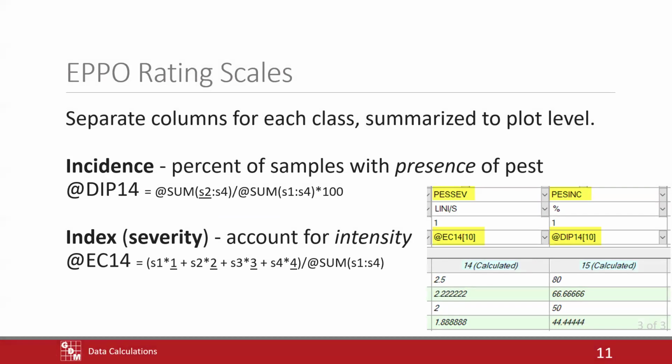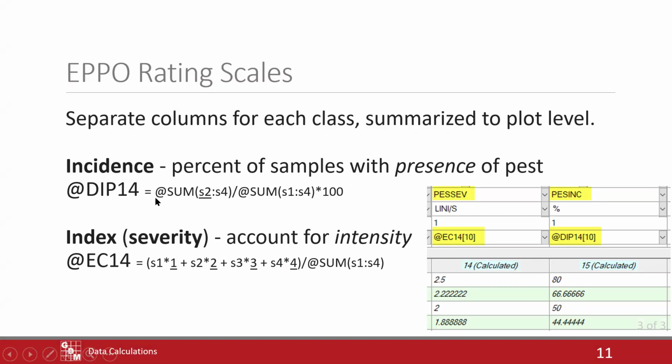Again, assuming we've created a separate column for each class, then we can calculate an incidence and a severity or an index from those columns. First is the incidence. That's the percent of the subsamples that had the presence of the pest, so basically the percentage of how many samples weren't number 1.